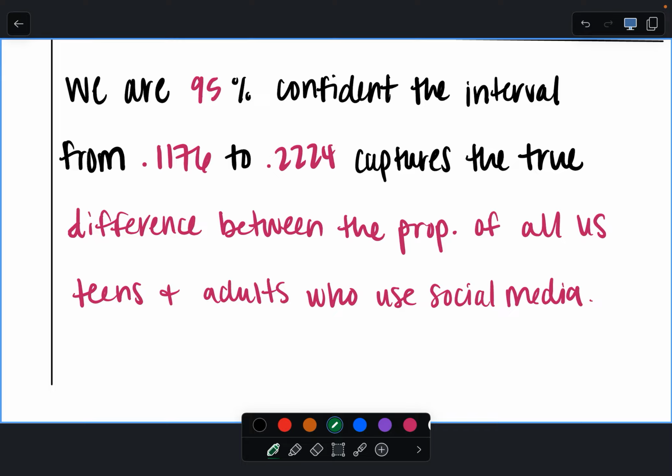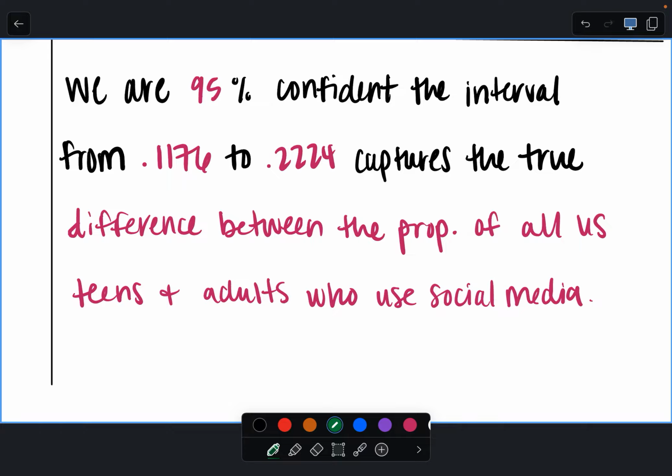We are 95% confident that the interval from 0.1176 to 0.2224 captures the true, and that piece that I highlighted at the very end is what I rewrote here: the true difference between the proportion of all U.S. teens and adults who use social media.